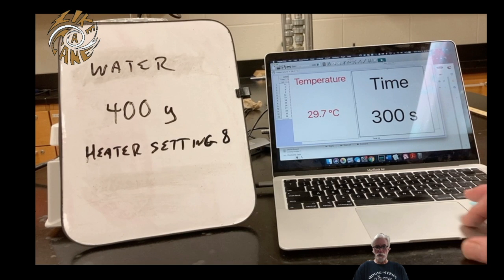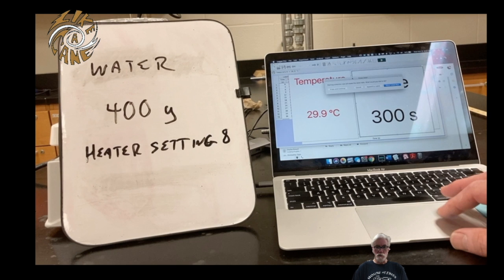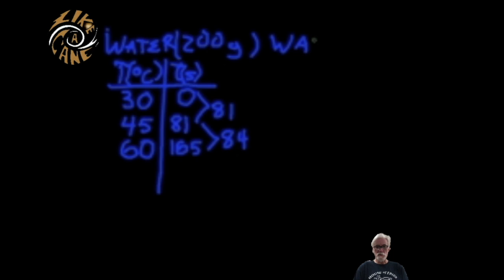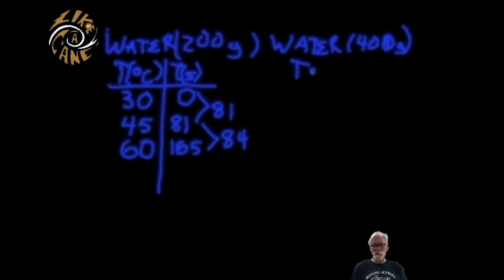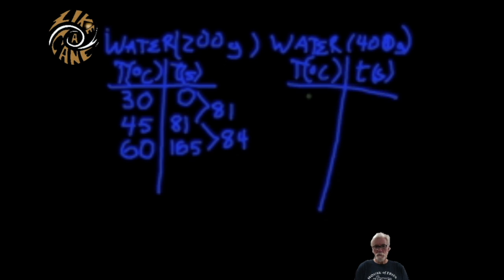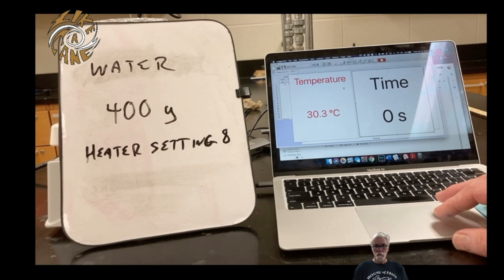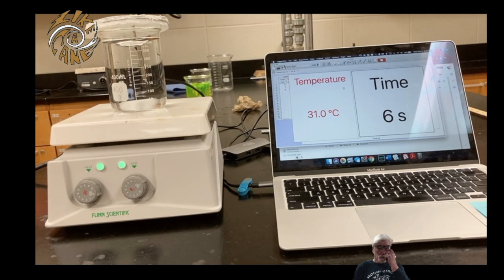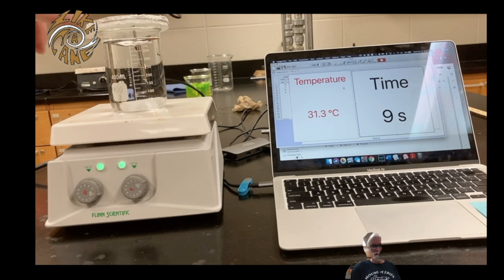Now we're going to use 400 grams of water, same heater setting, and the same basic experiment. So starting out this table here, water, it's 400 grams. Build another table with Celsius temperature and time in seconds, and we're going to track it at the same three temperatures, a 15-degree rise and then a 30-degree rise overall. So the timer has started, and we're at 30 degrees and counting, and it's heating up.